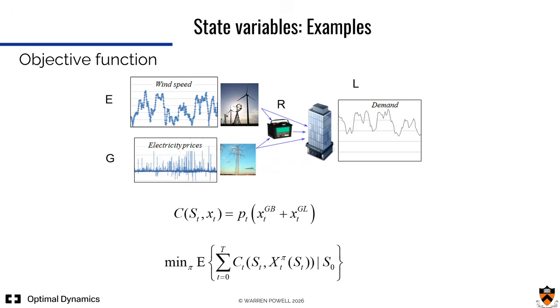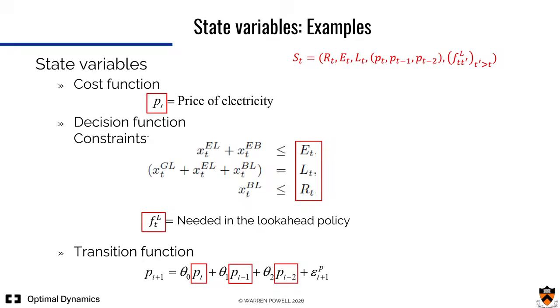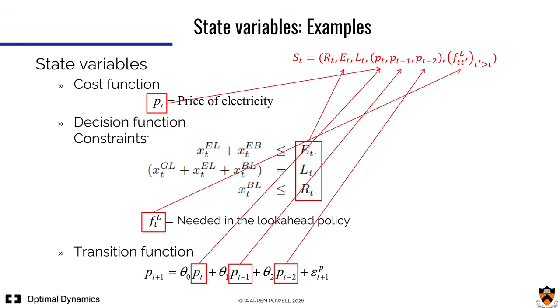The objective function. So the only piece of information I need in the objective function is the price, and that's the grid price. So now I have information of the price of electricity, the constraints. In the look-ahead policy, I may need the forecast, and the transition function, I'm going to need those prices. Pull them all together, and that's my state variable. Recall that F is a vector of forecasts, so that's a full vector. So this is decently high-dimensional, and this is still a toy problem.